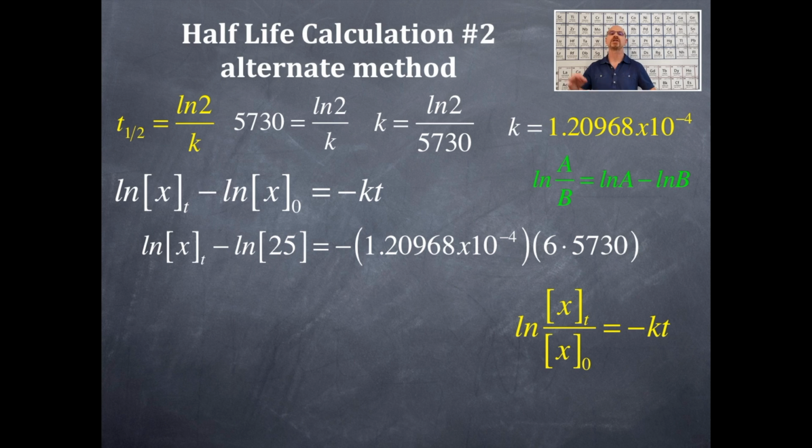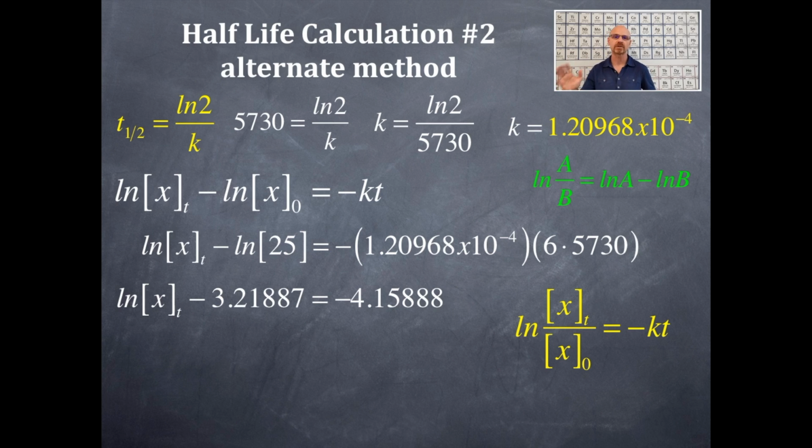The total amount of time here is 6 half-lives, and we know the half-life, so it's 6 times the half-life time, which is 5,730. So we're going to do a little multiplication here, and this is what we get, the natural log of 25, there's that, and then the product of the k and the amount of time. Okay, now we're going to bring numbers over to the other side, combine things, we're solving for x.